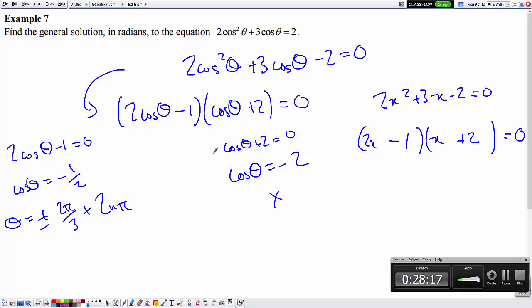So what are your answers? Doesn't mean that you've done anything wrong. So this can't be equal to 0. So this must be equal to 0. So these are your two answers. That's it. Done. Okay? So this one was a quadratic.